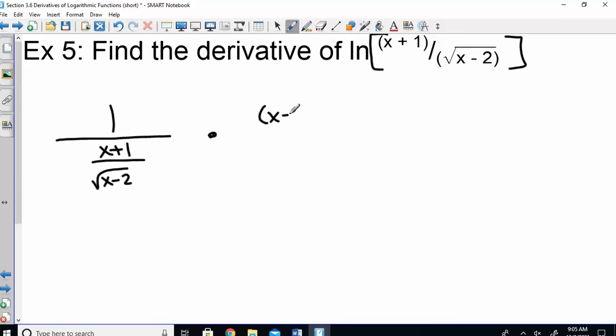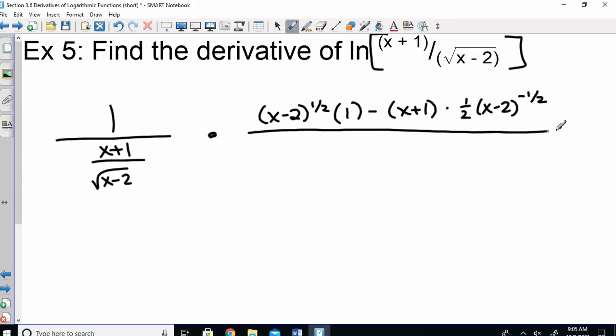Quotient rule. So that's low. I'm going to write that as x minus 2 to the 1/2. D high, derivative of the top is 1, minus high, x plus 1. D low, so the 1/2 comes down, inside stays the same, subtract 1 from the power. Over low squared, if I took the square root and squared it, you just get the x minus 2. Okay.